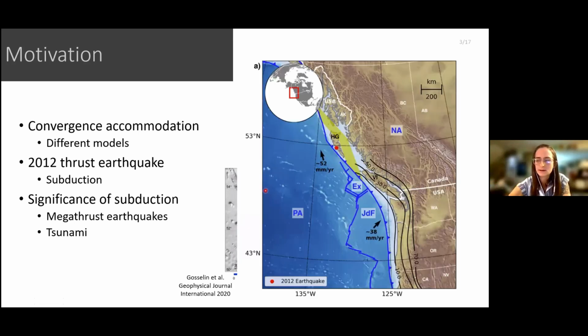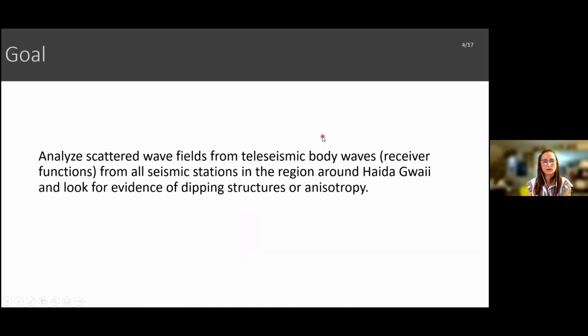Looking again at this map here, the proposed extents for how far the Pacific plate could be subducting beneath North America are somewhere in this green polygon. So what we're going to do is analyze scattered wave fields from teleseismic body waves, a method known as receiver functions, from all seismic stations in the region around Haida Gwaii, and look for evidence of dipping structures or anisotropy.